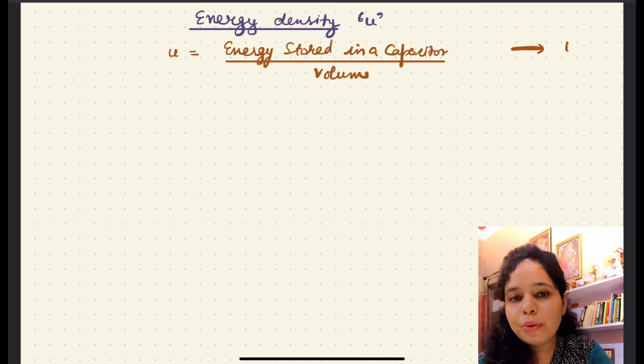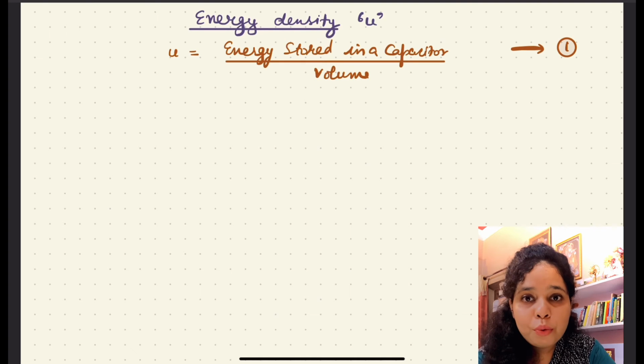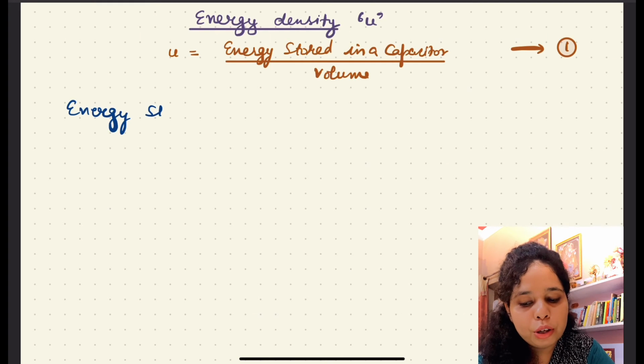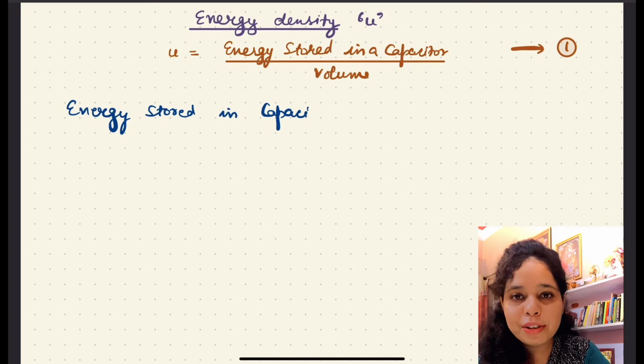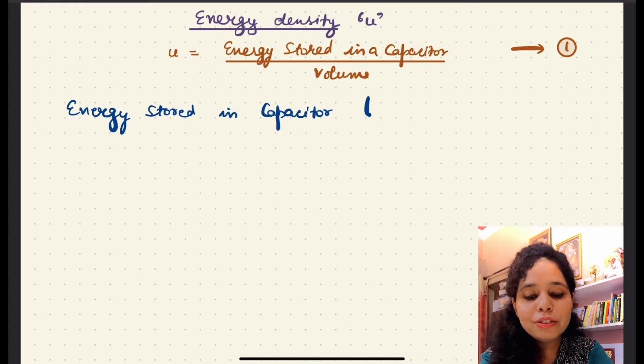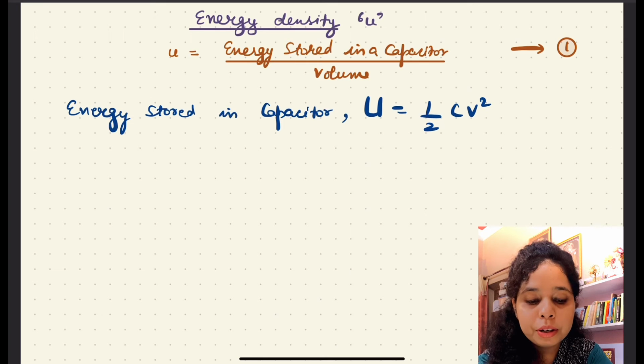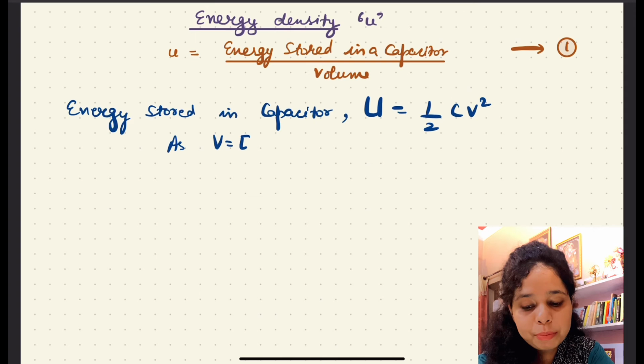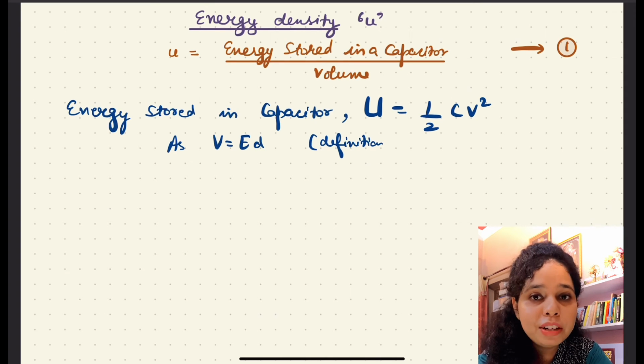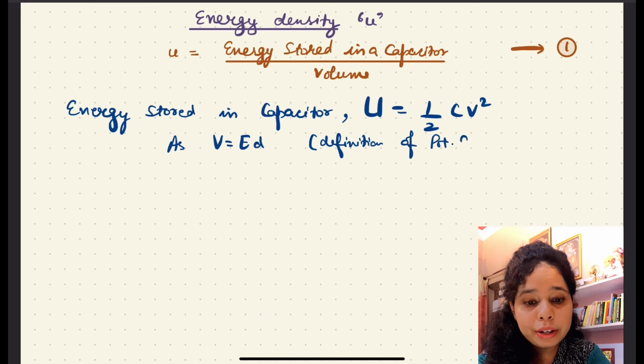So let us mark this equation as equation number 1. Now what we are going to do, we will write the equation for the energy stored in a capacitor, and then we will write the value of volume. So energy stored in a capacitor we have already calculated in the previous article. So energy stored in a capacitor, capital U, is equal to half CV square. I am not going to make use of this equation straight away. I will make some changes in it, and I will put the value of V is equal to ED from the definition of potential gradient we already have discussed.